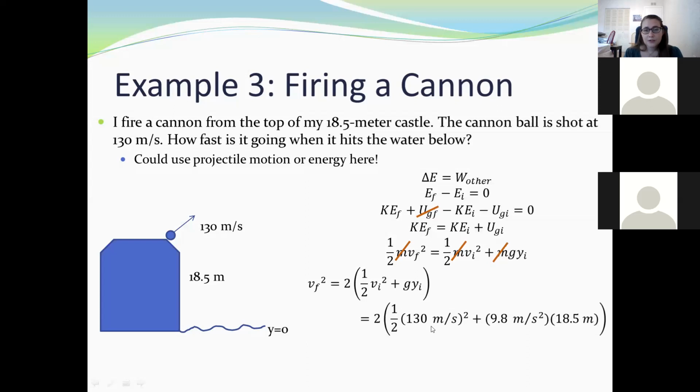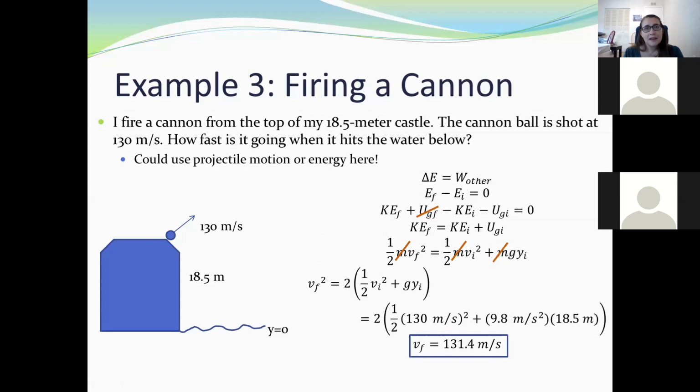Plug in your numbers. Initial velocity is 130 meters per second. Our g is 9.8, and our initial y is 18.5 meters. And that gives us a final velocity of 131.4 meters per second. I didn't include the last step of taking the square root of the answer because it wouldn't really fit on the screen. But I did take the square root of the answer. So there we go, 131.4 meters per second.